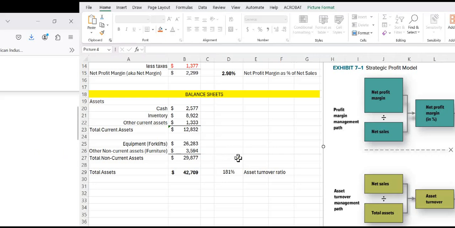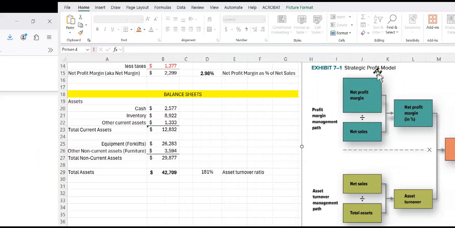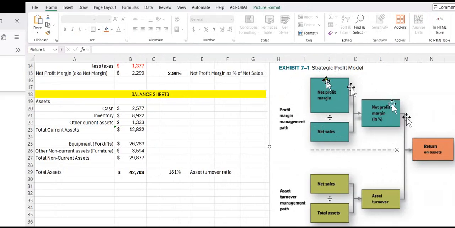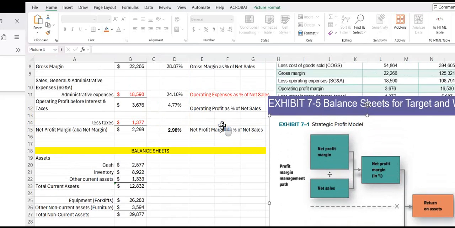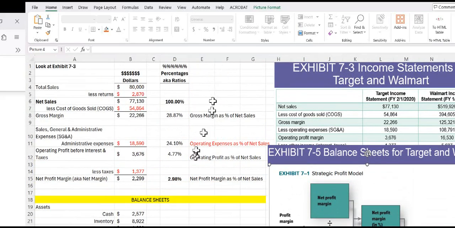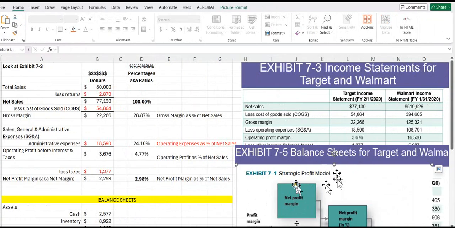Okay, everyone, this is Dr. Tina Mims, and this is sort of part 2 of how to calculate the strategic profit model. The strategic profit model. We already did part 1, how to calculate the net profit margin, which we did earlier in our spreadsheet up here, okay, with Target's income and Walmart's income.